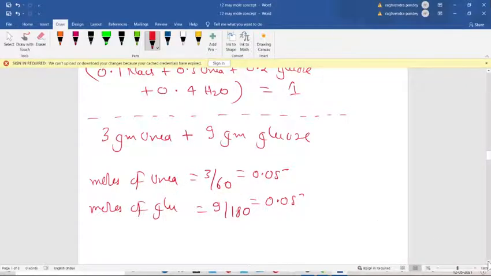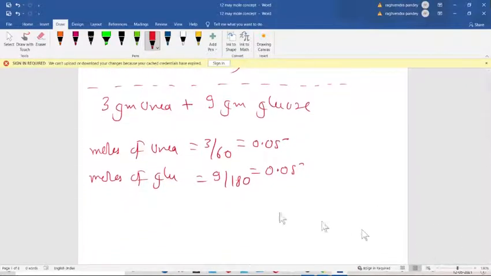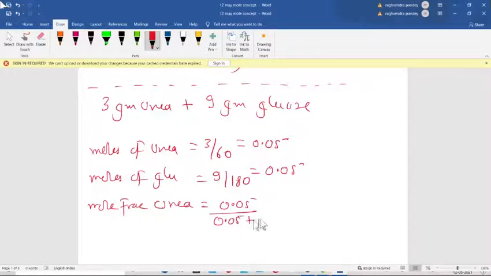Now, the mole fraction of urea is how much? That is your moles of urea, 0.05, divided by 0.05 plus 0.05. That is your moles of glucose plus moles of urea, so that is your total moles, and this is your moles of urea. So that will come as 1 by 2.